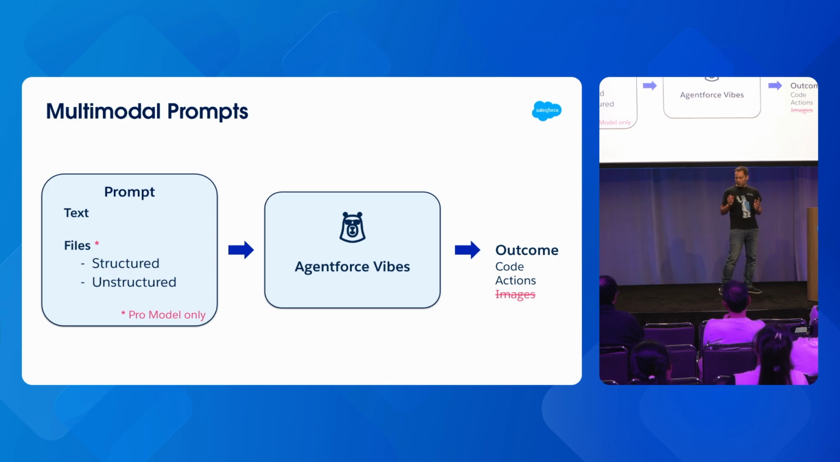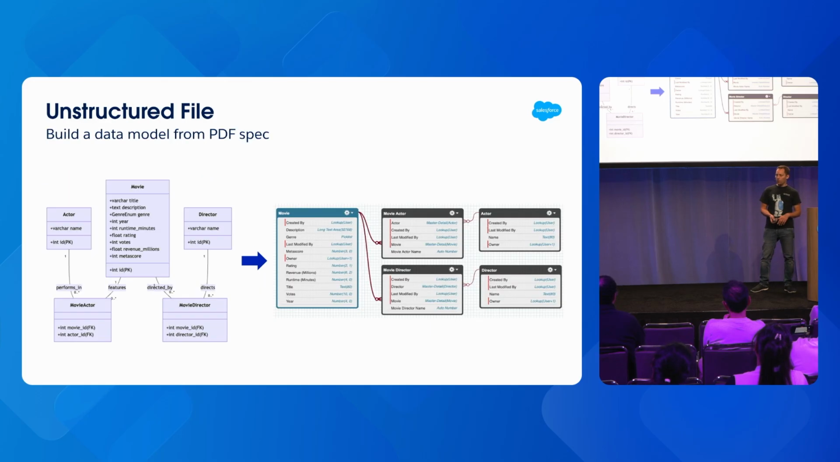And this becomes super powerful because when you mix text and files, you can do really cool things like this, for example. Take a PDF with a diagram that explains a data model with an entity relational diagram. Turn this into an actual data model on Salesforce. The agent is smart enough to create the metadata, create the objects, the relationships between all of these things from either an image or a PDF file that contains the spec.